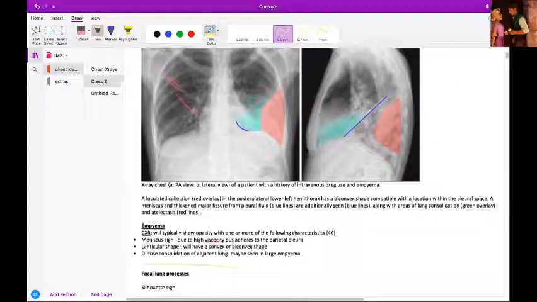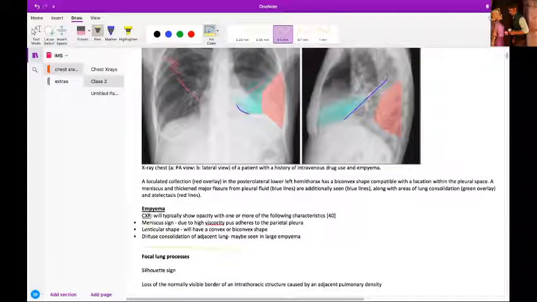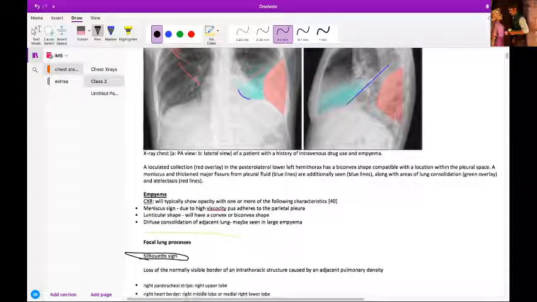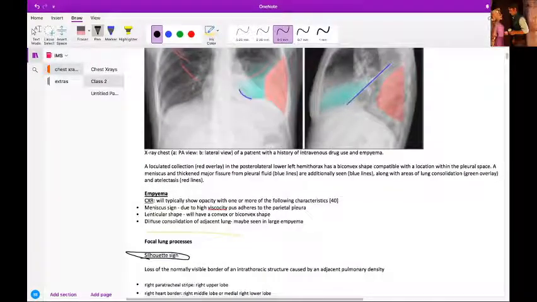All right, now we'll go to the next thing. We learn about pneumonia and other focal lung processes. When it comes to pneumonia or any intrapulmonary lesion, there is something called the silhouette sign. Does anybody know what silhouette sign is? No? Okay, it's written over there.